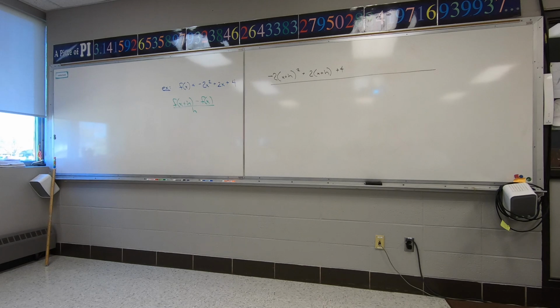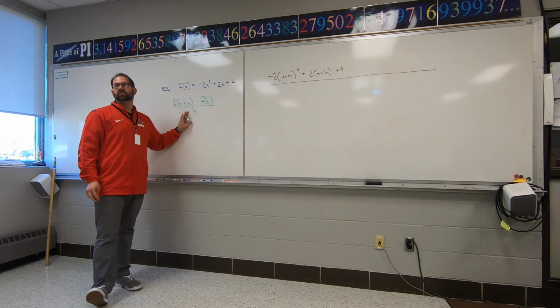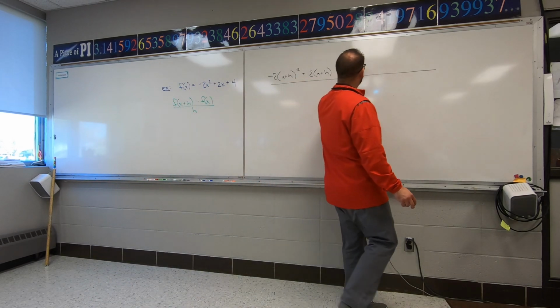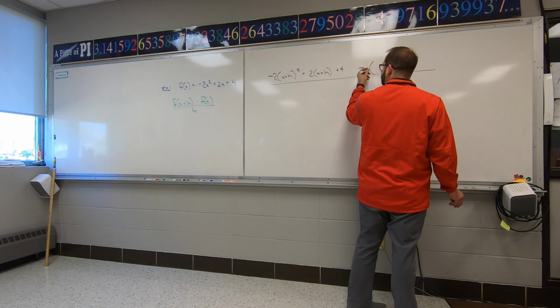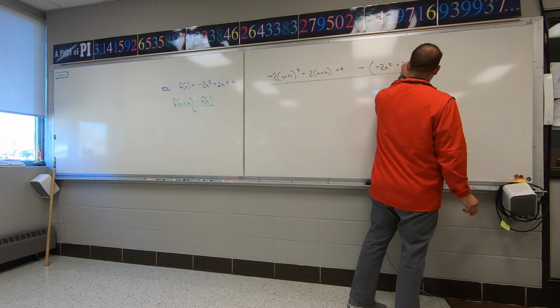So it's the original function, whatever I gave you, that formula, with x plus h substituted in. Now, just like this formula, because again, this is your generic formula, it's telling you what to do, we have to subtract the original function off of it. So we're going to subtract and put in brackets here, parentheses, the negative 2x squared plus 2x plus 4.